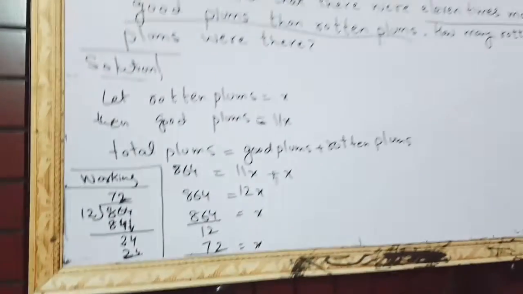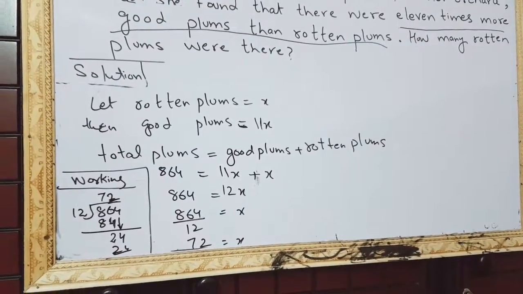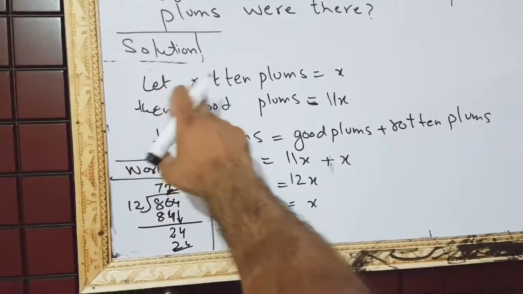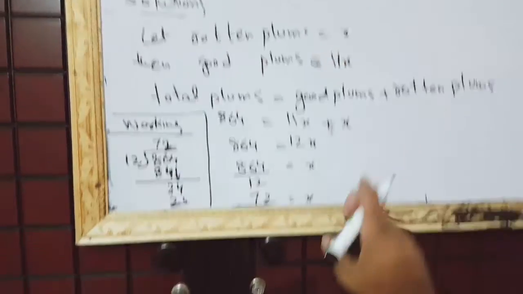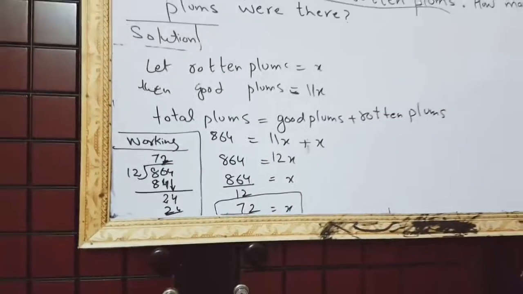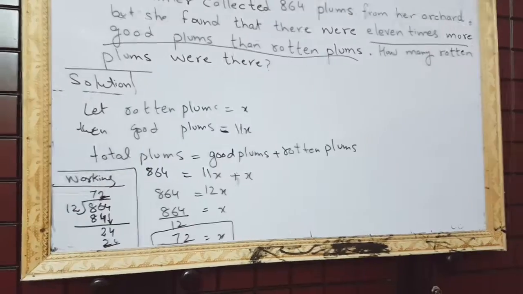Now read the last line of the question. How many rotten plums were there? In the start of the question here, I had supposed that rotten plums is equal to x. Now I have found x is equal to 72. Isn't it the answer for the rotten plums? And we have fulfilled the demand of the question.